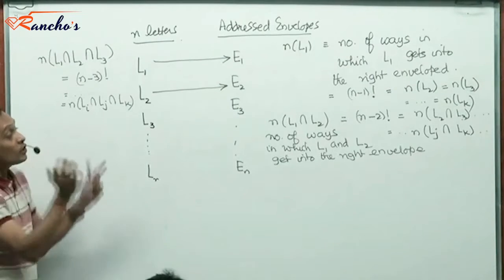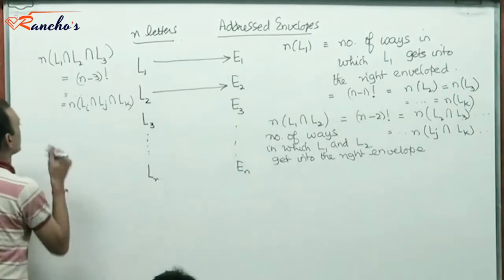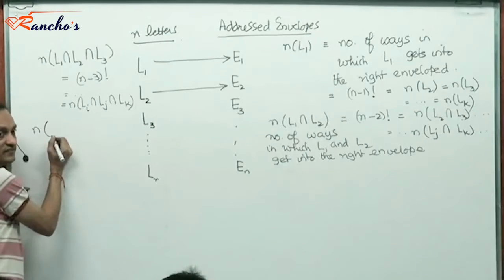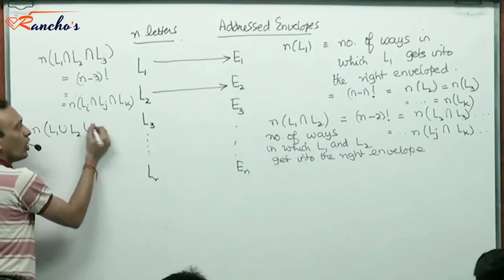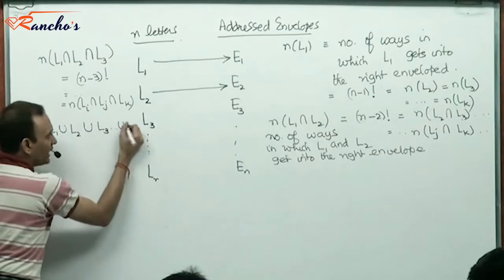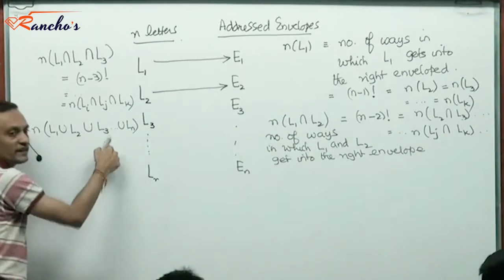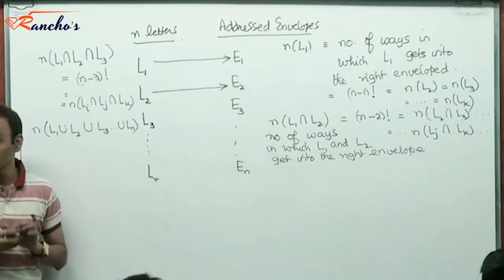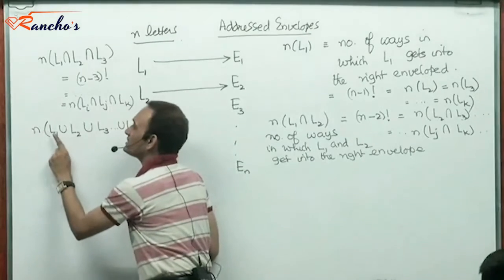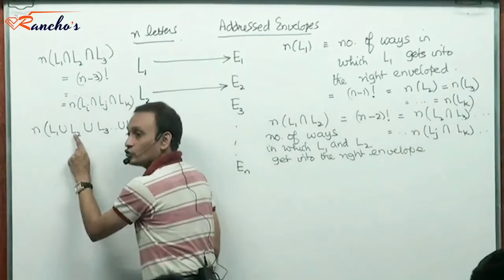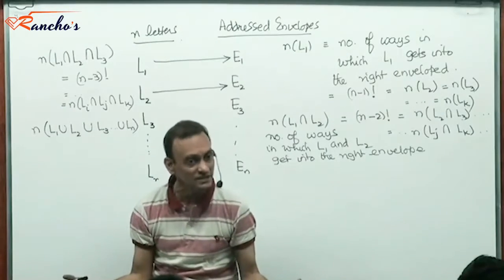Right? Now, once you understand this, what we are seeking is the number of ways in which L1 or L2 or L3 or Ln get into the right envelope. That means at least one of them getting into the right envelope. This is what this means, right?